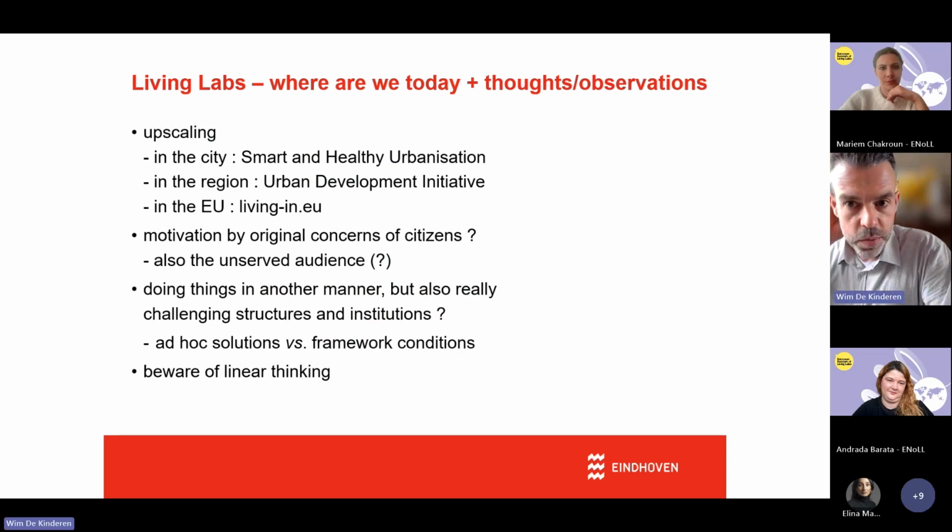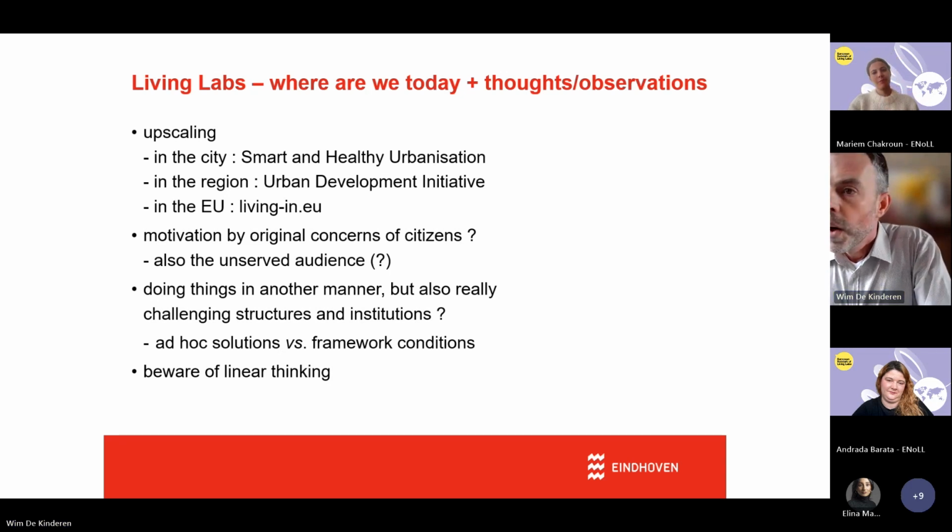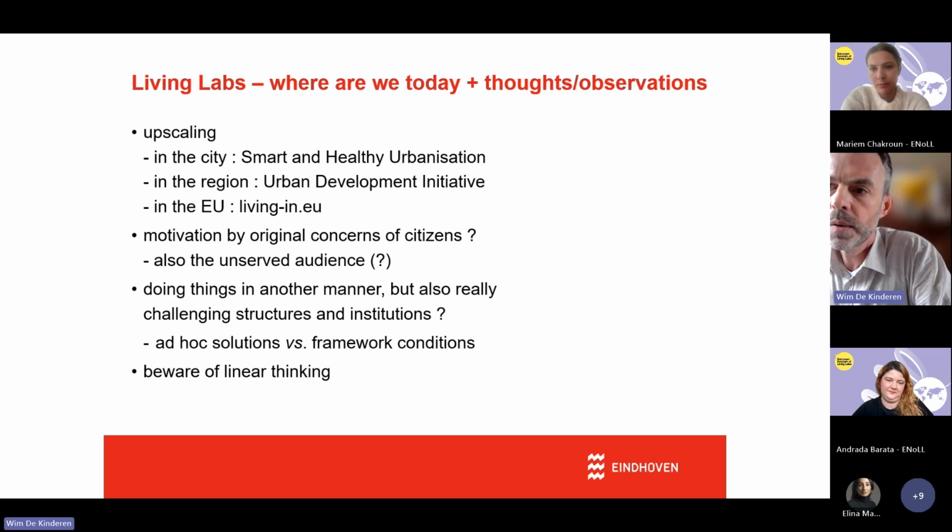So that's where we were recently, and maybe some thoughts. We are actively working on upscaling results. The Urban Development Initiative that you see is a regional collaboration where we try to upscale smaller scale successes to a regional level. And Living in the EU is a European initiative in which NL is a founding member, where we actually do the same for successful digital transitions in the urban area. We try to collect them, map them, and share them through the Living in EU website and activities that you can all freely join.